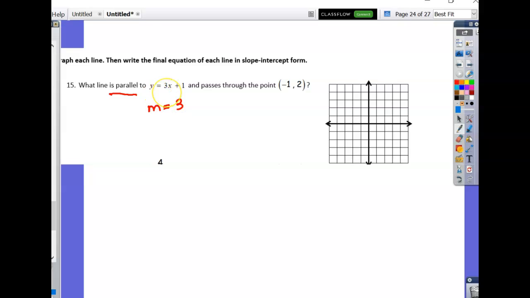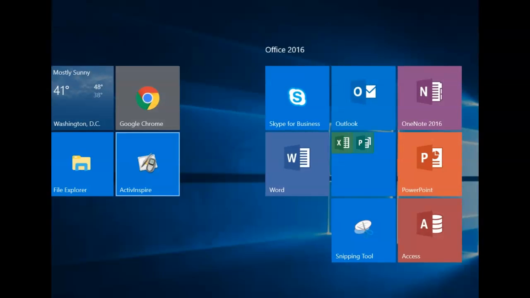If we graph y equals 3x plus 1, we start at our y-intercept, 1, then go up 3 over 1, or go down 3 over 1. So there's the graph of the first line. We're looking for the equation of the line that passes through negative 1, 2, and it's parallel. Now, we don't want to just draw a parallel line. We're going to have a line that goes through this point, so we're going to use point-slope form.